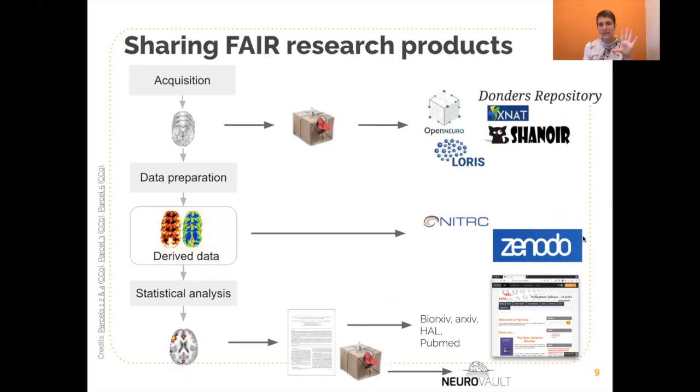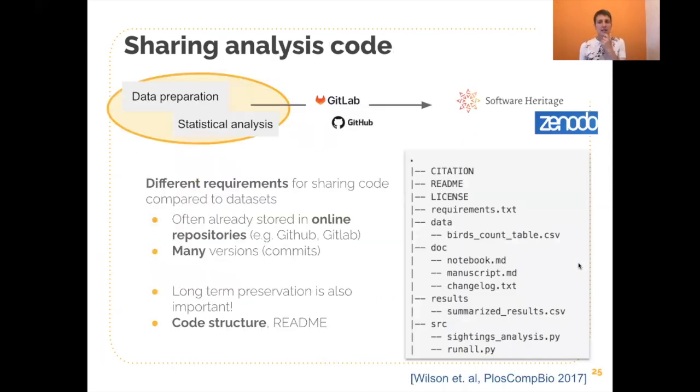So we've looked at many different types of data sets, but there is another piece of the brain imaging experiment that we haven't covered so far. I'm thinking here about these two steps, data preparation and statistical analysis, that are typically described as a piece of code. Here, I'm not going to get into many details, so you've seen how to build reproducible pipelines, but sharing analysis code is a different space and is something different. So you have different requirements for sharing code compared to sharing data sets.